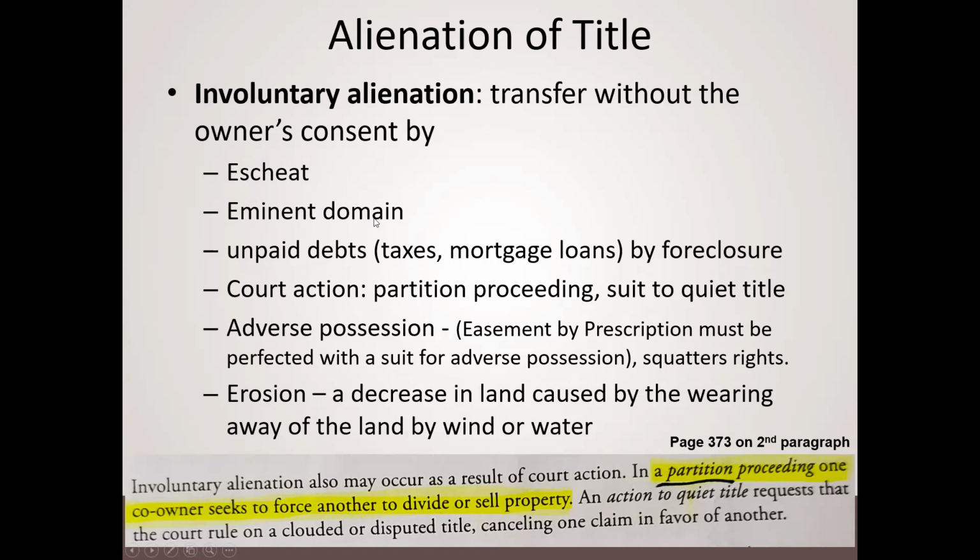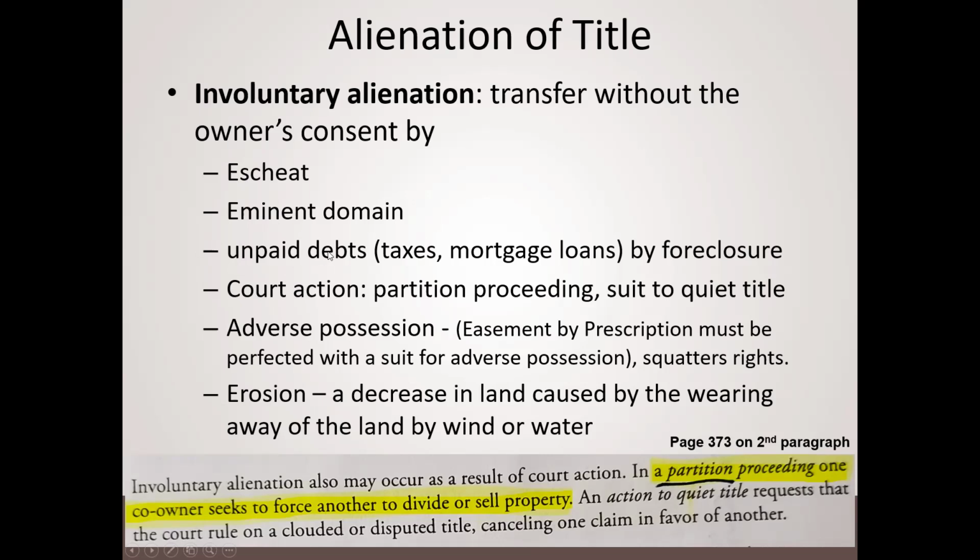Eminent domain, this is a power of state governments and other quasi-governmental authorities, public land clearance commissions, public housing authorities, utility companies. They all have the power of eminent domain to take someone's property if it's needed for the greater public good. But they're taking it, so therefore it's involuntary. Now they do pay you for it though.